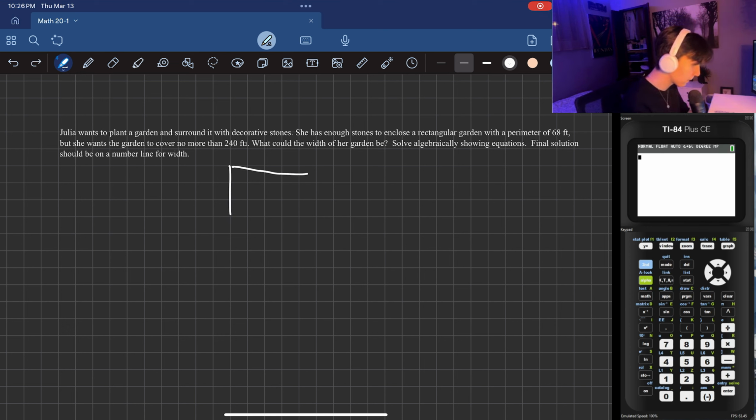Okay, so the way we do this is we look at this, and since we have a rectangular garden, we're just going to draw out a little rectangle here.